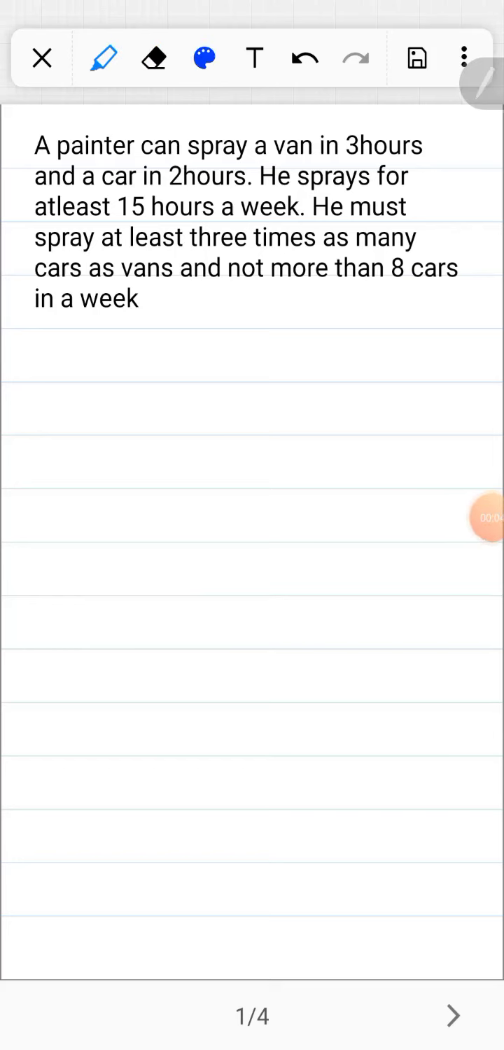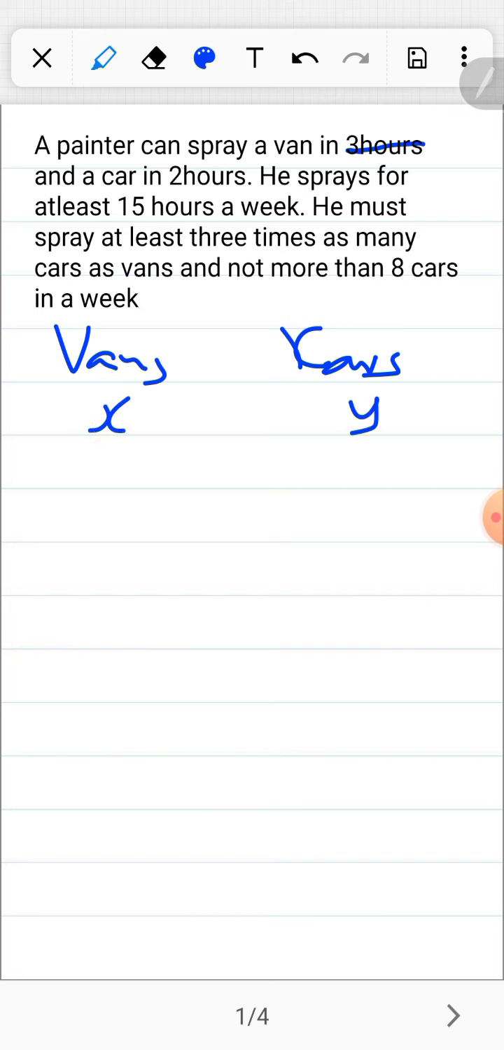So I just wanted to read you this question from yesterday because there was some confusion on it. So this guy sprays vans and cars, as if vans are not cars, but okay. So sprays vans and cars. It's called the vans X and the cars Y. It says it takes 3 hours to spray a van and a car 2 hours.